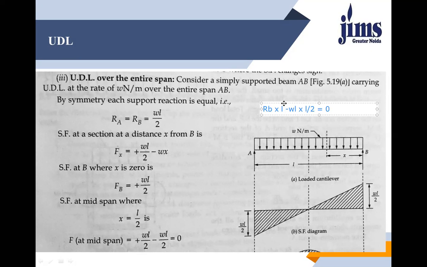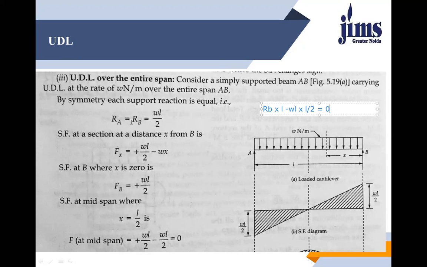So if the load is unsymmetrical, then we have to take the moment about support A or support B, and calculate the values of reaction. So RA and RB are equal to WL by 2.